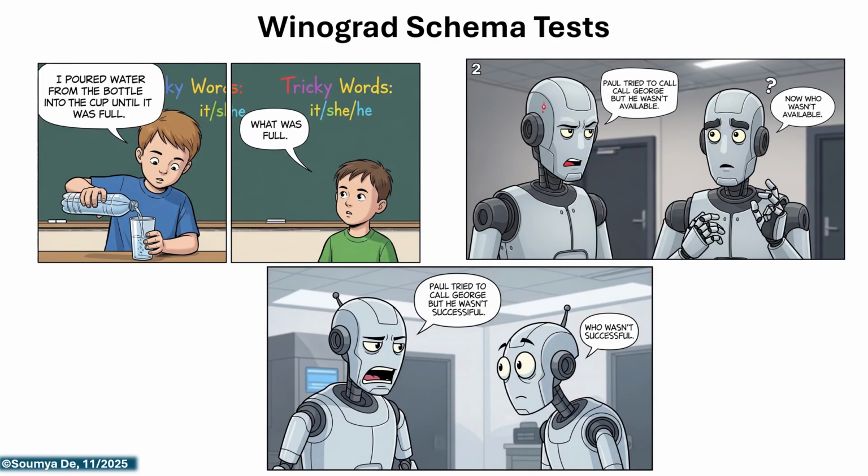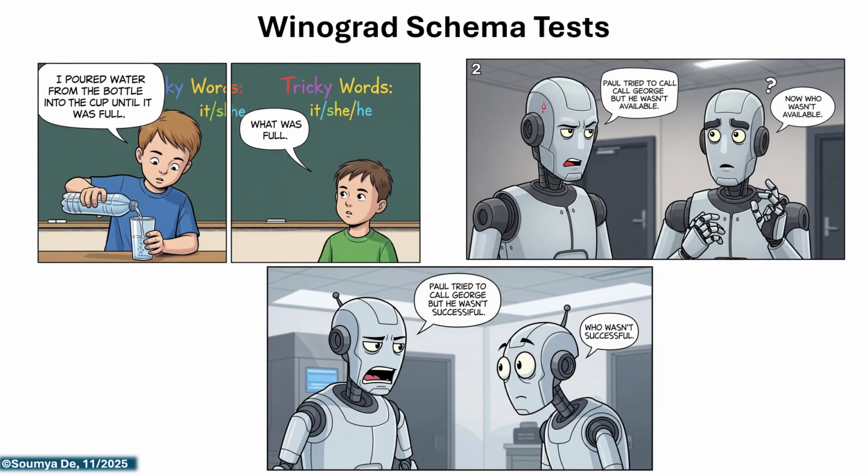But here's the kicker. If we said I poured water from the cup into the bottle until it was full, now it is equal to the bottle. Same words, different meaning. AI struggles with this because it doesn't live in the real world. It doesn't see cups and bottles, it just sees words. So it guesses, and sometimes guesses wrong. Your turn. Swap cup and bottle in the sentence. Does it change? Test your partner.